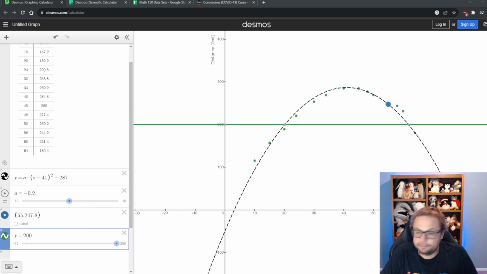Sorry, I realize my camera is in the way of something no matter what I do. All I did was type y equals 200 over here. That was what was hidden beneath my camera, was me typing y equals 200. And that told me, okay, where is it at 200 feet? It is at 20 degrees or 62 degrees.